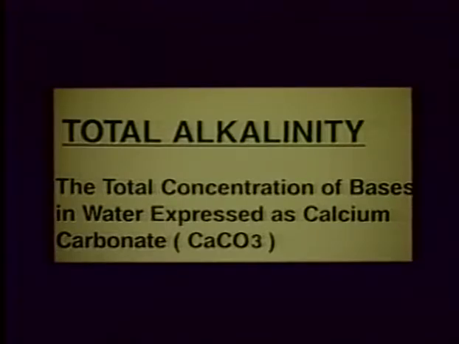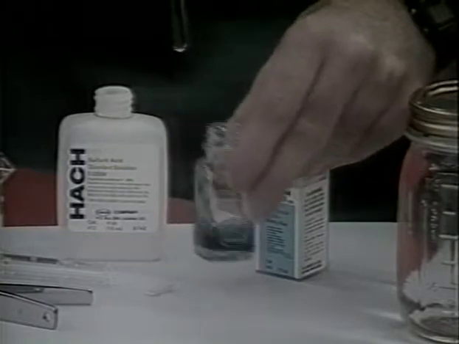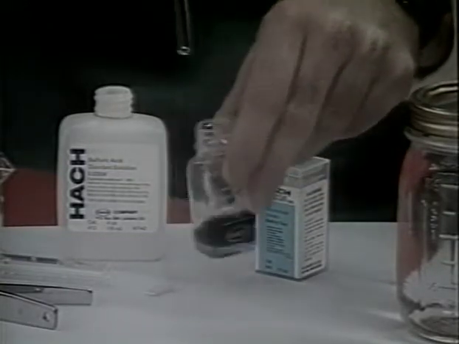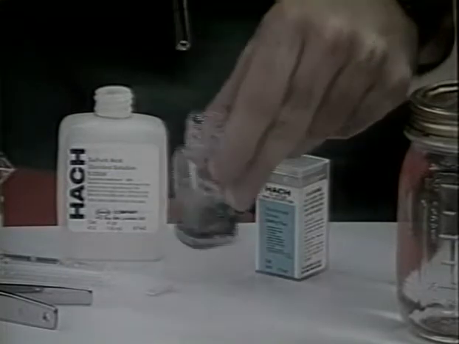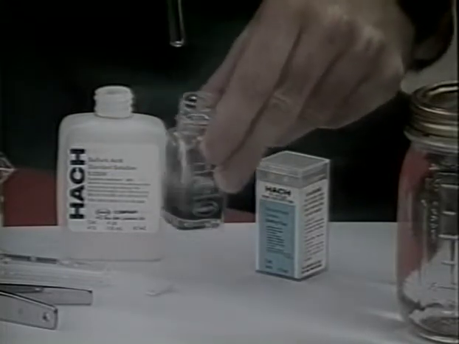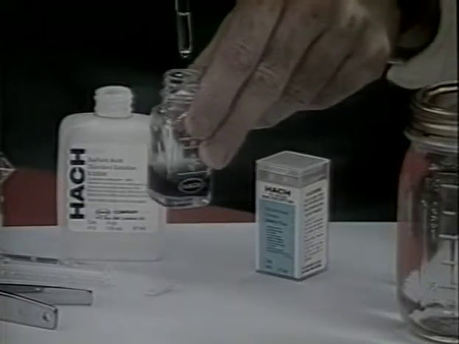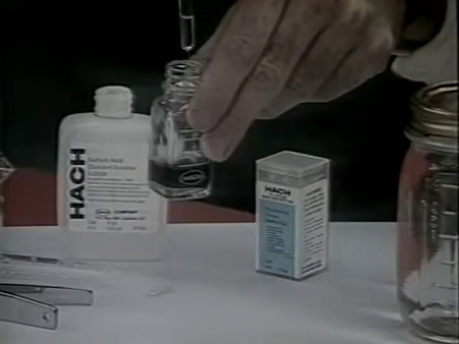Total alkalinity refers to the total concentration of bases in water expressed as calcium carbonate. Another way to think of total alkalinity is resistance to changes in pH. Waters with high total alkalinity will resist changes in pH more than waters with low total alkalinity. For example, in the procedure used to test water for total alkalinity, sulfuric acid is added to the water sample until the available bases have been titrated, that is, taken up by the acid. The greater the number of bases, such as carbonate and bicarbonate ions, the greater the total alkalinity.